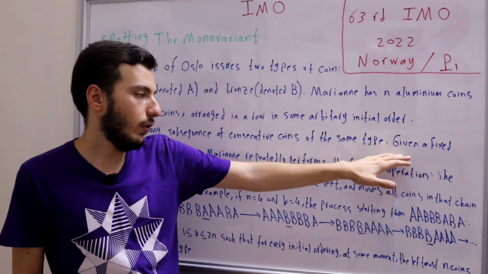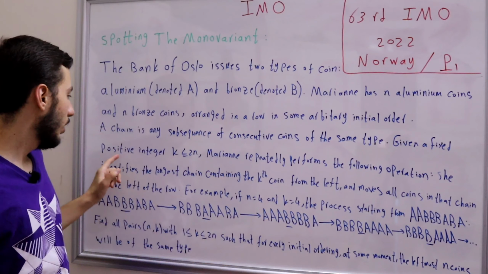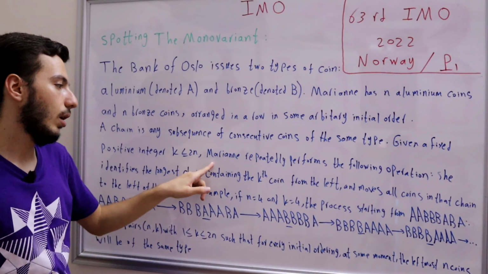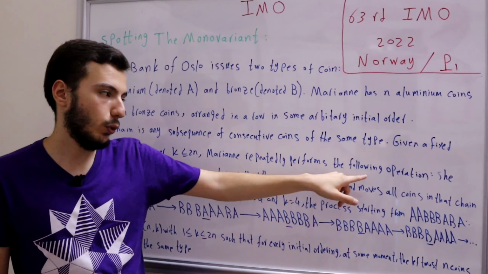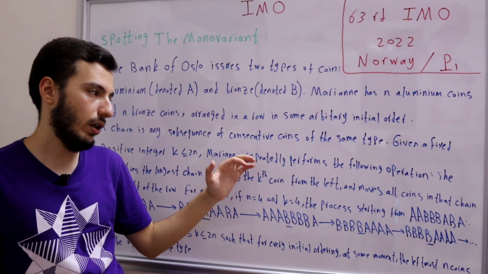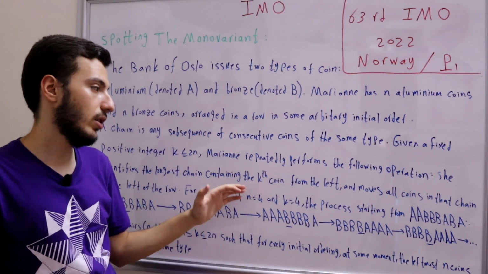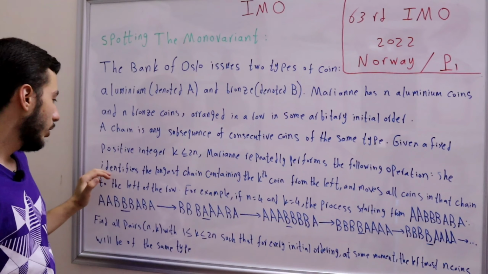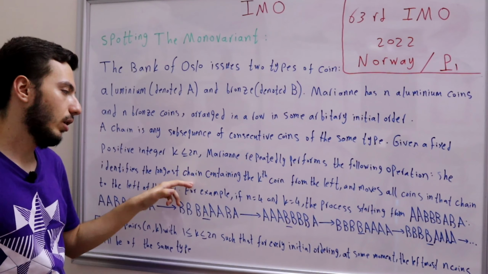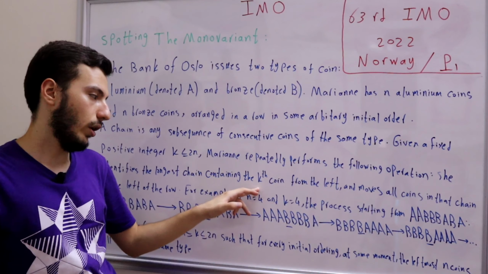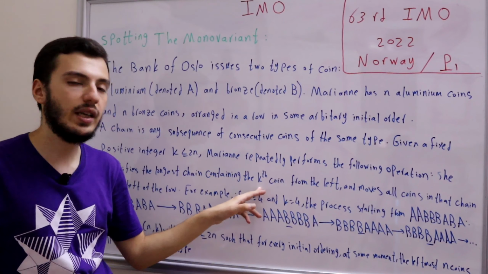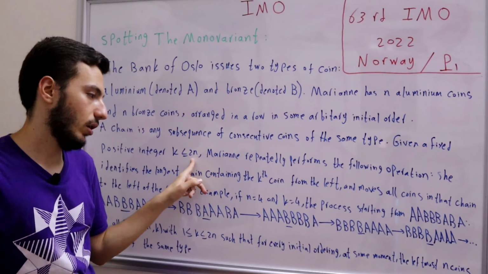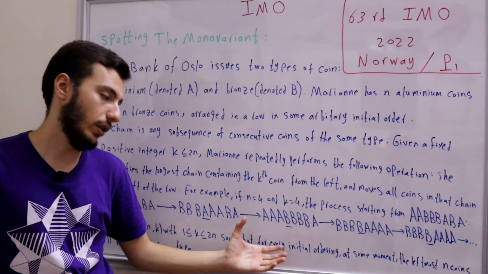Then we're given a fixed positive integer k, which is of course less than or equal to 2n. Marian repeatedly performs the following operation. So now we have an operation, or an algorithm, that's applied each time, and it goes as follows. She identifies the longest chain containing the kth coin. You can think of the number k as an index, because it's between 1 and 2 times n. Of course, we've got 2 times n coins here.